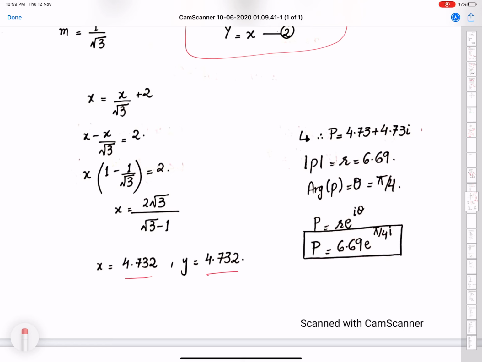So I'm ending this class here, and this will be enough for the students who have done complex numbers or who will do complex numbers. These questions will be enough for them to understand this chapter.